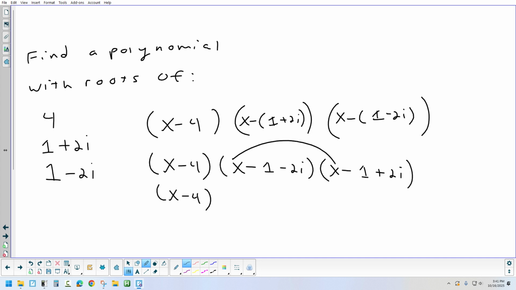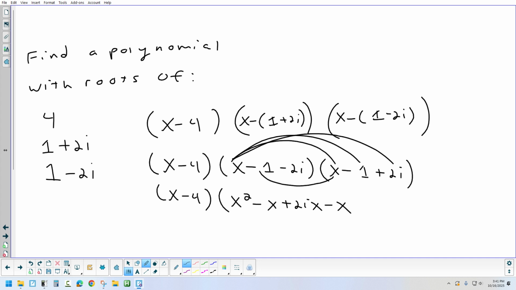Okay. So let's start by distributing x to everything. What's x times x? X squared. What's x times negative 1? Minus x. And what's x times 2i? 2ix. Yep. All right, now let's do the negative 1. Negative 1 times x, negative x. Negative 1 times negative 1. And negative 1 times 2i.